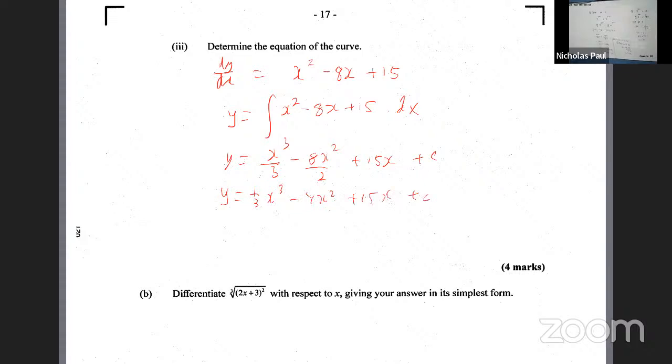How do I get c? Right, substitute the stationary values. Substitute when x is 5, what was y? 11 and 2/3. When x was 3, a whole number? Yeah. Forget this one, right? Choose a nice one. When x is 3, y is 15. Work it out, please. Tell me what you get for c.